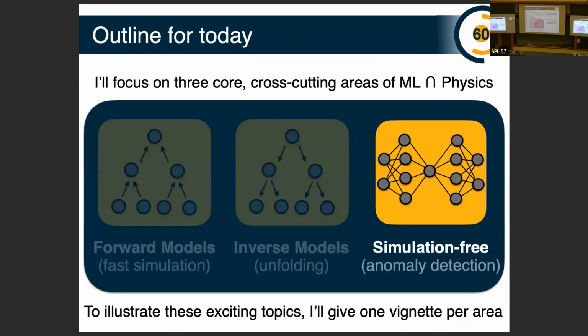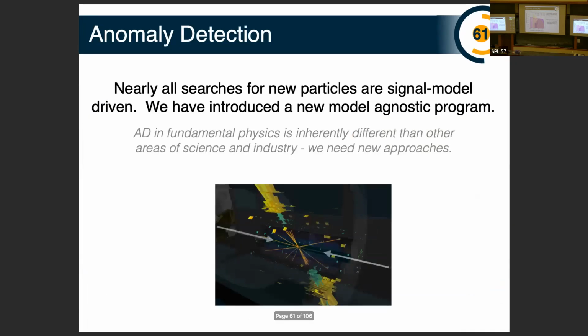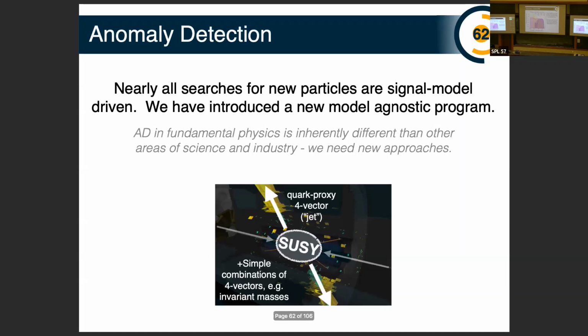Okay, so now the last part of my talk will be about simulation-free methods, and the example I'm going to give is anomaly detection. Okay, so nearly all searches for new particles are signal model driven. We start by looking at an event like this, imagining what some kind of new physics might look like, and we say, okay, I'm going to look for supersymmetry. So I know the particular model I'm going to look for, and I'm going to imagine coming up with some observables to look for this kind of physics.